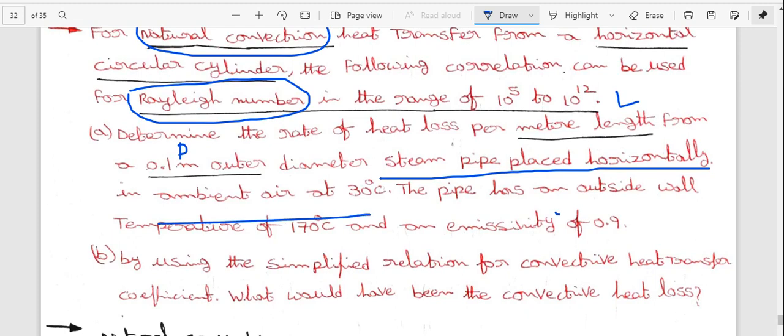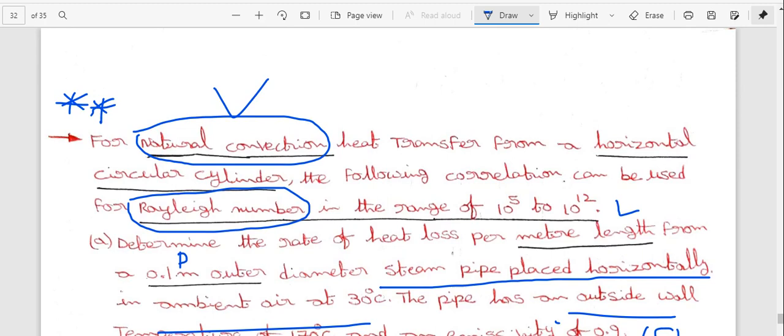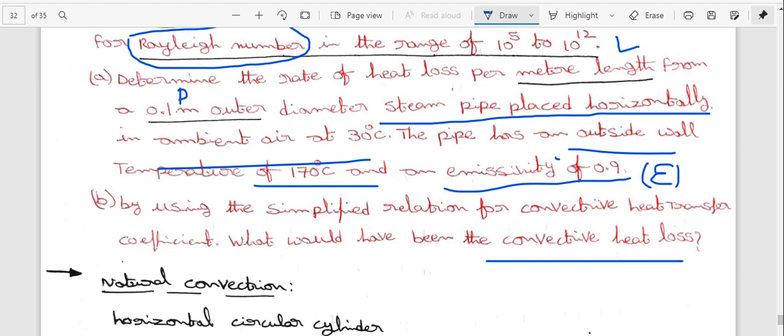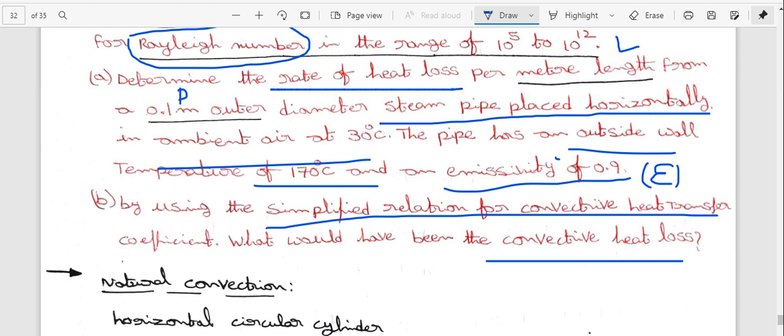The pipe has an outside wall temperature of 750 and emissivity, and emissivity means the radiation concept, equal to 0.9. So in this question natural convection is mentioned and the emissivity value is given. And coming to the second question, by using the simplified relation for the convective heat transfer coefficient, what would be the convective heat loss? This is the second question and the first question is to calculate the rate of heat transfer, that is the Q value.